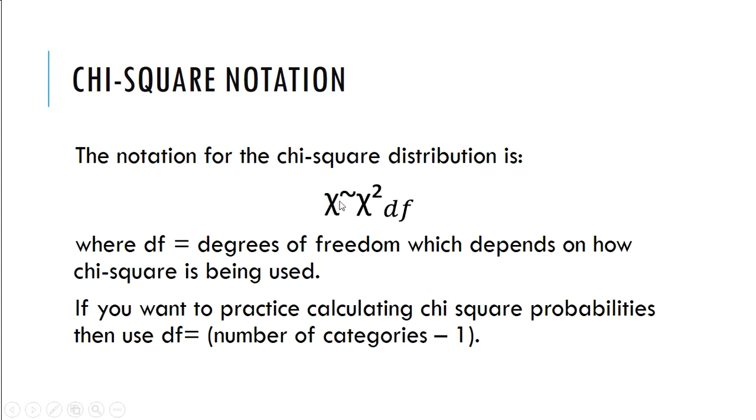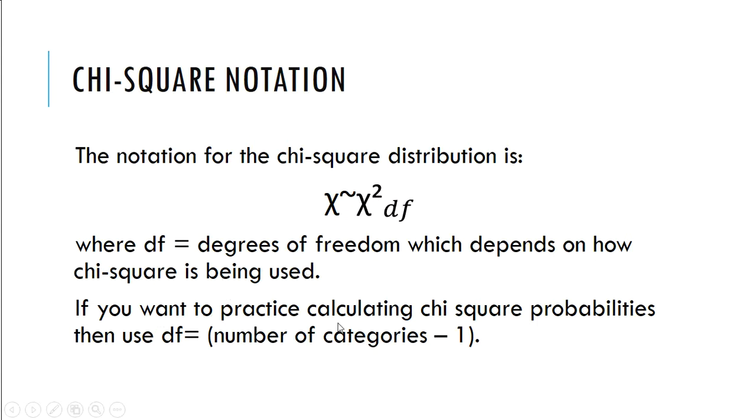If you see this X right here that looks fancy, it's a fancy X as I call it. Actually, that's the letter chi in the Greek alphabet. And as you've been going through this semester, you've seen that we use Greek letters a lot. So for the notation for chi-squared, chi is equivalent to chi-squared with df degrees of freedom, where df is degrees of freedom, which depends on how your chi-square is being used.